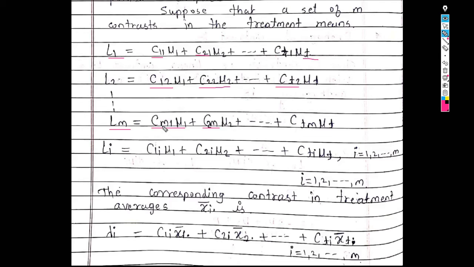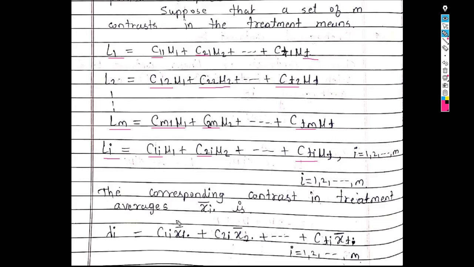So here we have C1m μ1 + C2m μ2 + ... + CTm μT. So these are the m linear contrasts. Our ith contrast can be written as C1i μ1 + C2i μ2 + ... + CTi μT, where i is running from 1 to m. So these are the linear contrasts in terms of treatment means, or we can say in terms of parameters.